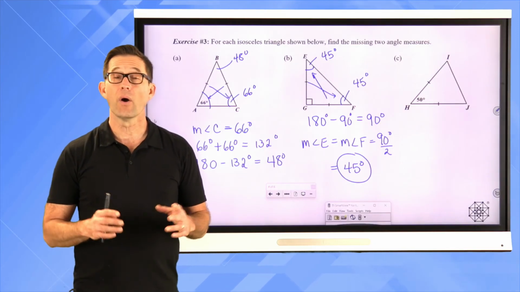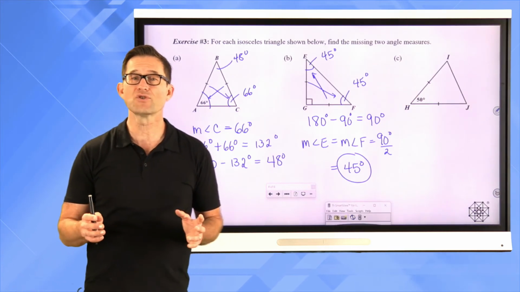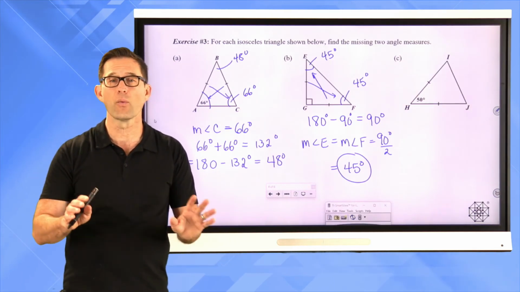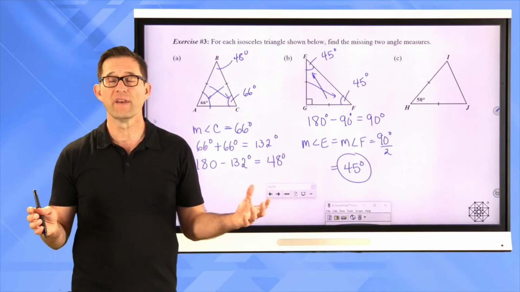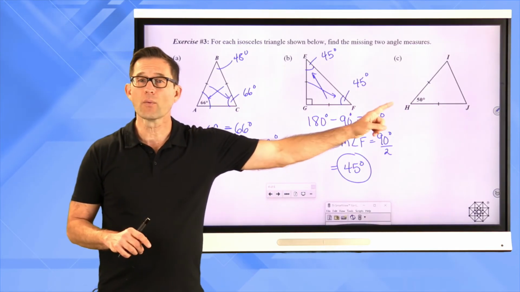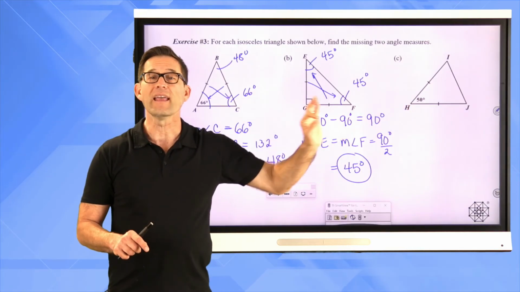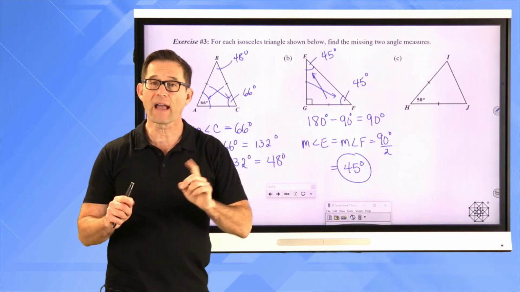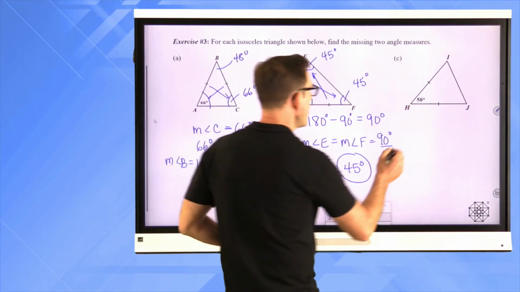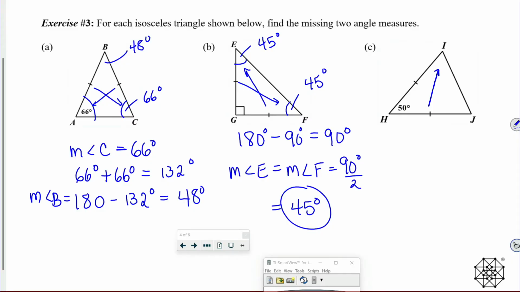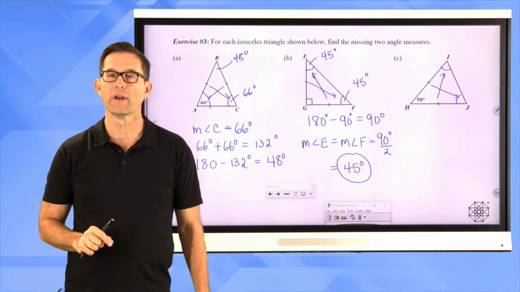All right, now you always have to watch out for the orientation of the triangle. It could be in any different way, sitting however they decide. It's critical here, when you look at this triangle, to realize that the 50 degrees you're given is not a base angle. It's actually the vertex angle. And again, all you have to do is draw these arrows from the two congruent sides to the opposite angle, and you will see the two congruent angles.